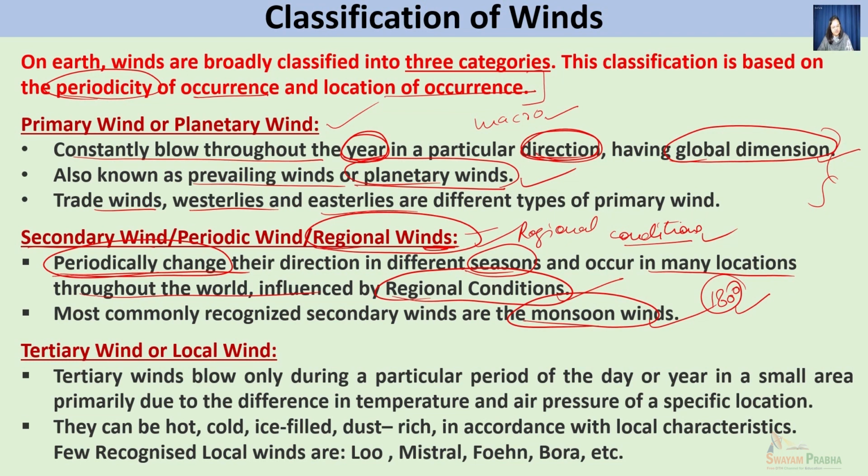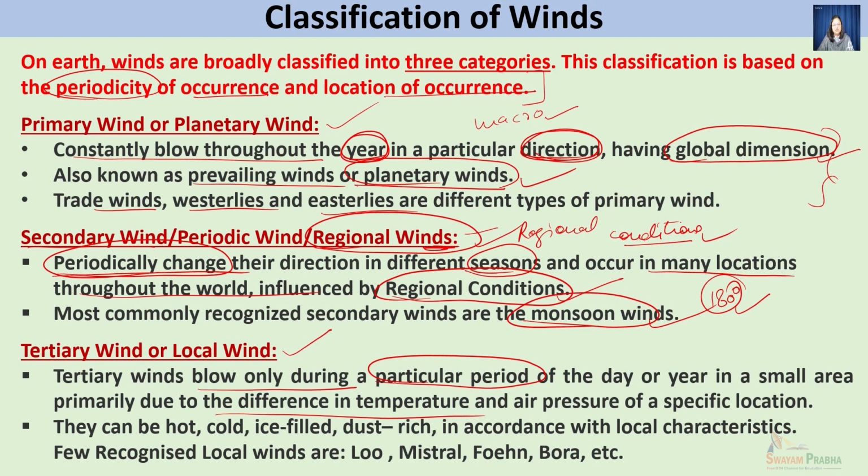The third one in this continuation is the tertiary wind or the local wind system. Tertiary winds blow only during a particular period of day or specific time period in a year, specifically due to differences in temperature and air pressure of a specific region. So they can be hot, cold, ice-filled, dust-rich, depending upon the local characteristics or local conditions which influence them.